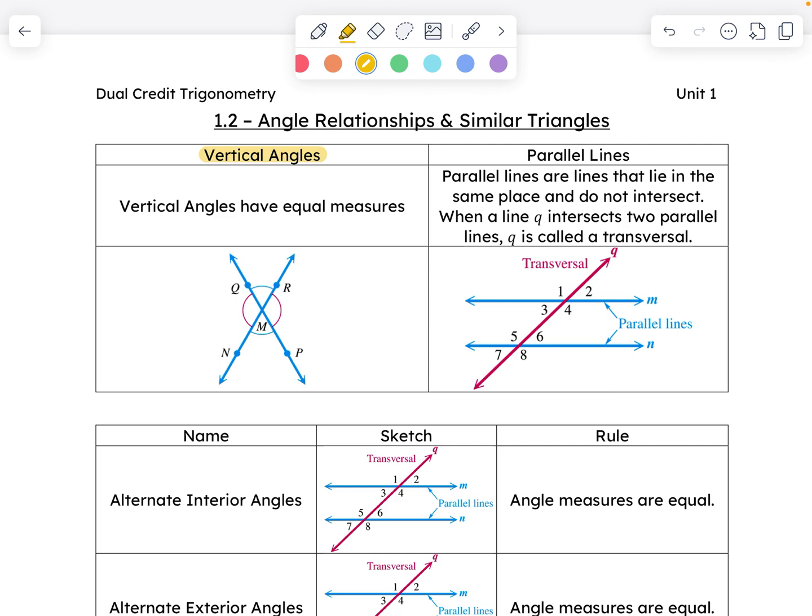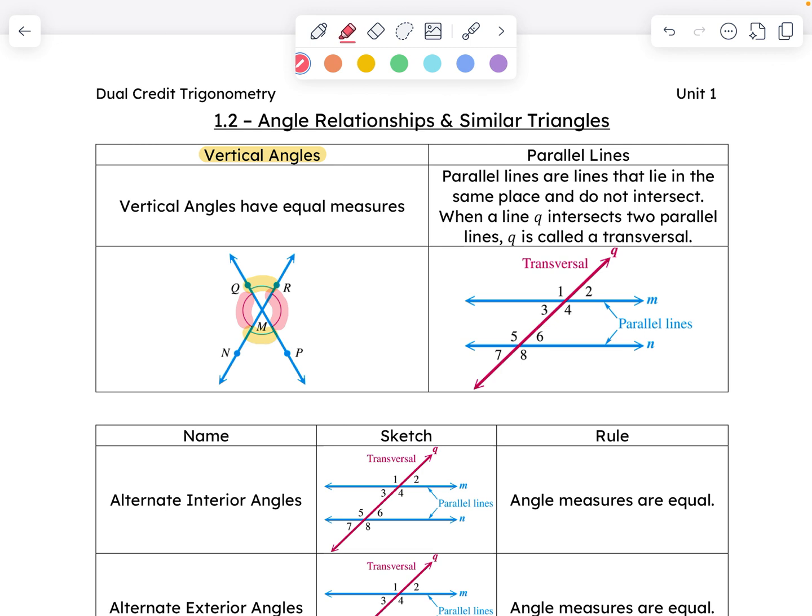So vertical angles can be two angles that are kind of on top of each other like this, or it can be two angles that are across from each other sideways like this. And if they are vertical angles, they have equal measures. So if one of them is 77 degrees, then the other one is also 77 degrees. Vertical angles have equal measure.